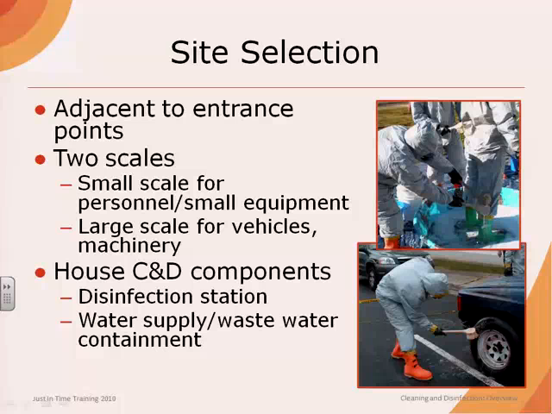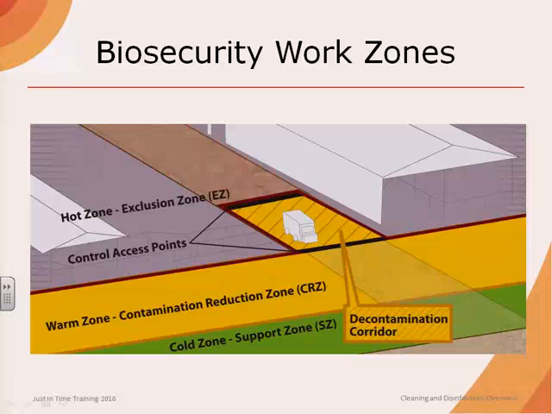Stations established for C&D efforts will involve two scales: small scale for personnel and small equipment, and large scale for vehicles and heavy machinery. Stations should be established at areas with flat terrain, large enough to house the necessary C&D components such as the disinfection station, water supply, and have wastewater containment. Biosecurity work zones must also be maintained during C&D procedures. To learn more about these, see the Biosecurity Overview Just-in-Time presentation.